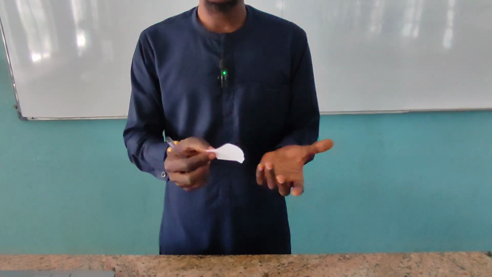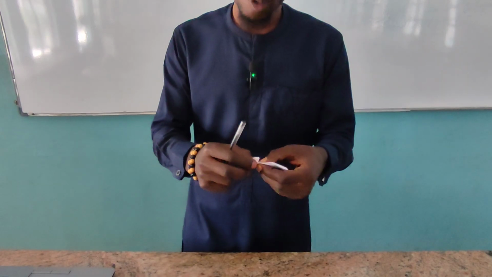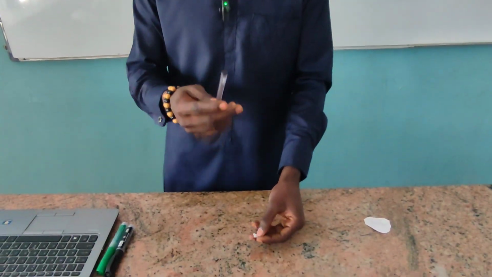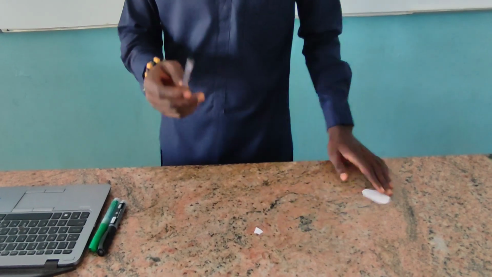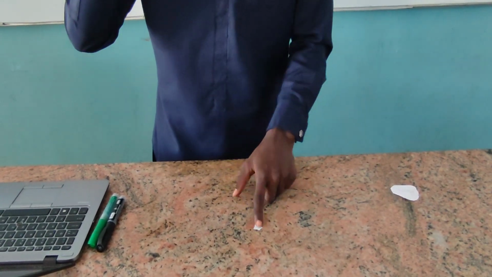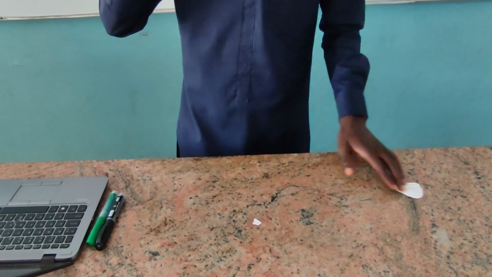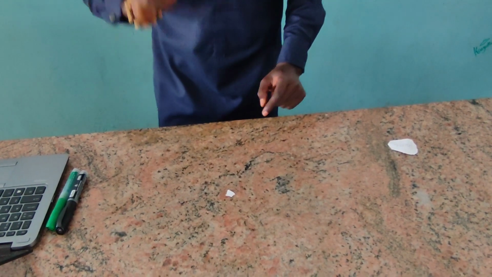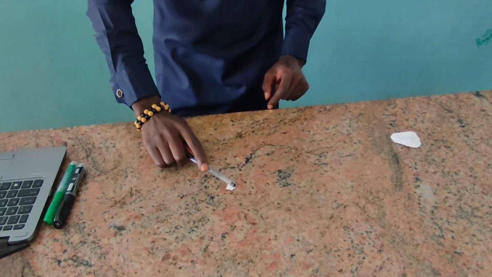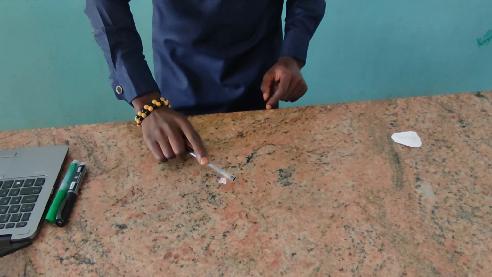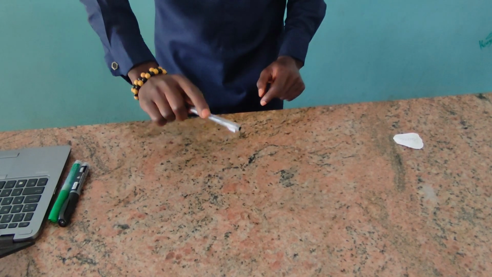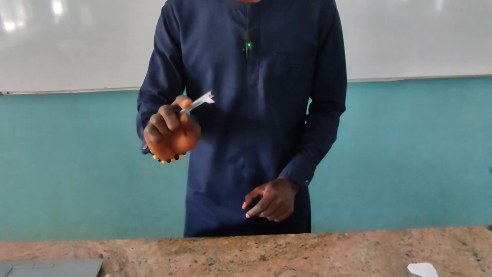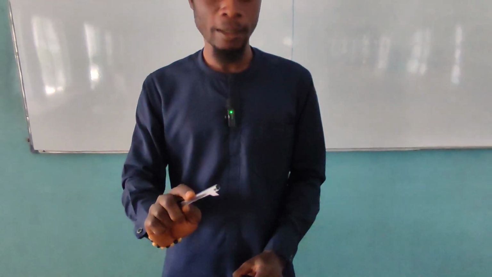All right, now this is the paper. Remember, we said it's a small piece of paper. And then this is a biro. So I'm going to rub it on my hair for a very long period of time, vigorously. And after that, you bring it closer to the paper. And did you see that? It was able to attract the small piece of paper.